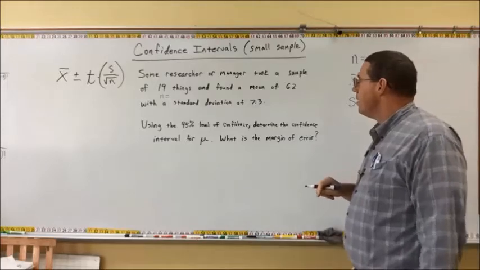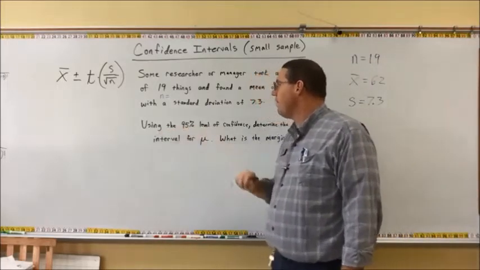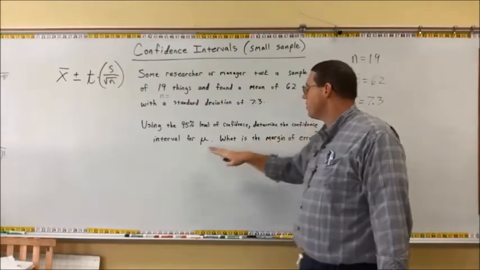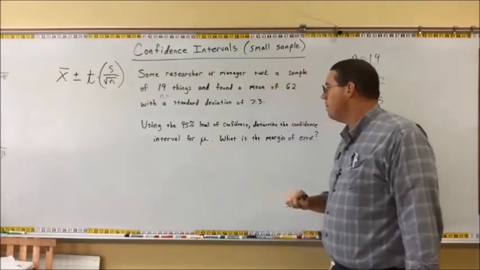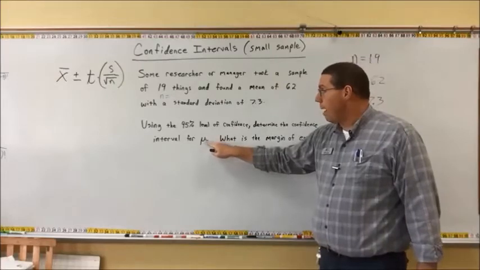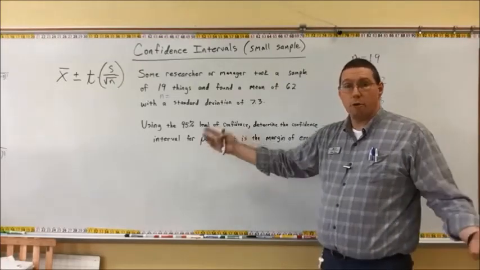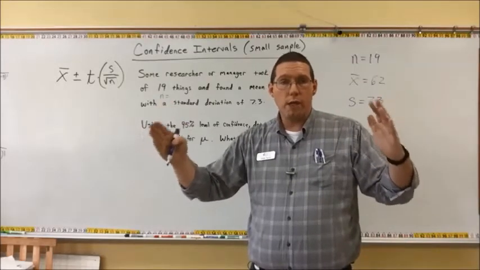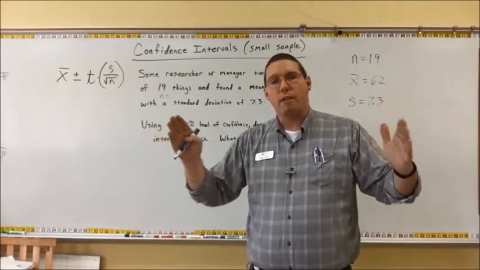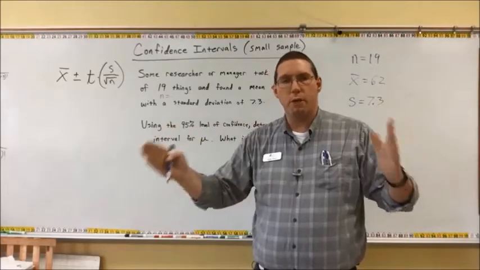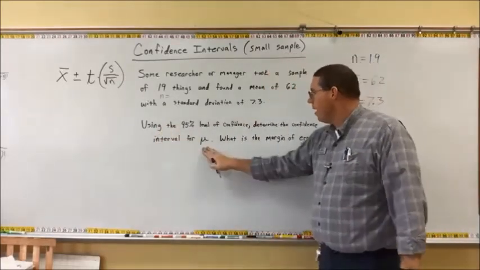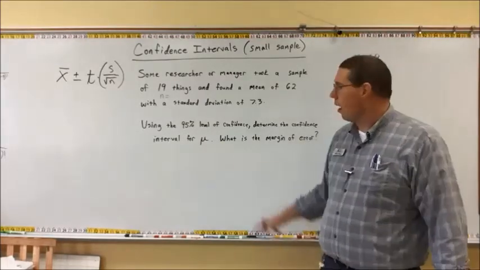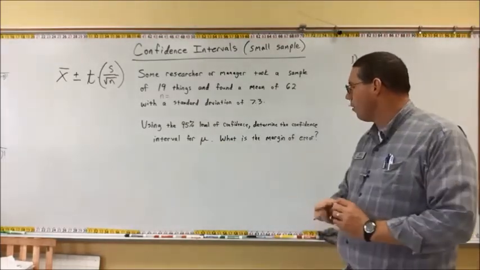Okay? And then the question says, using the 95% level of confidence, determine the confidence interval for mu, for the population mean. And that's what we do with a confidence interval. We're trying to identify an interval where we are hoping or guessing that the population mean is somewhere in between those two numbers. Okay? And then also, please identify what is the margin of error. We're actually going to identify the margin of error first.